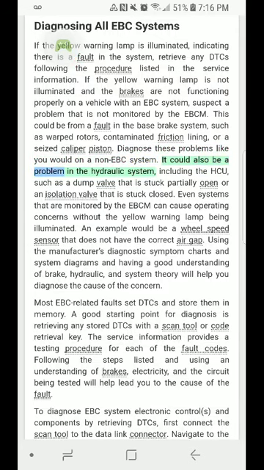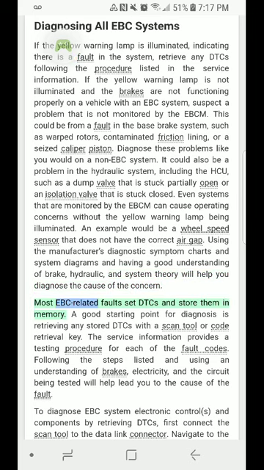It could also be a problem in the hydraulic system, including the HCU, such as a dump valve that is stuck partially open or an isolation valve that is stuck closed. Even systems that are monitored by the EBCM can cause operating concerns without the yellow warning lamp being illuminated. An example would be a wheel speed sensor that does not have the correct air gap. Using the manufacturer's diagnostic symptom charts and system diagrams, and having a good understanding of brake, hydraulic, and system theory, will help you diagnose the cause of the concern.